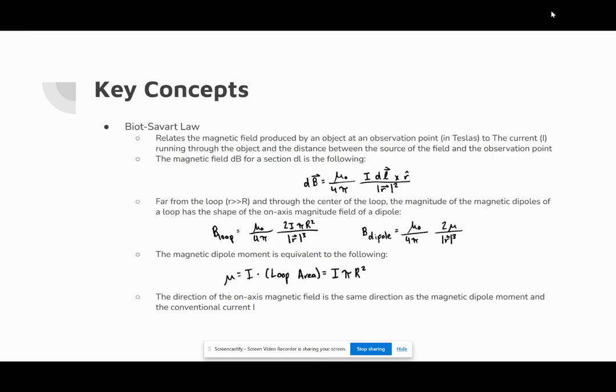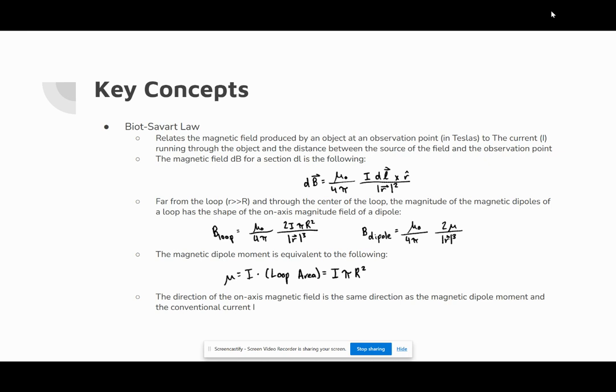When it comes to our key concepts, some of them included the Biot-Savart law, which relates the magnetic field produced by an object at an observation point in teslas to the current I running through the object and the distance between the source of the field and the observation point. Here are some other formulas that were used, and one of the important ones was the magnetic dipole moment, which was equal to the current times the loop area.